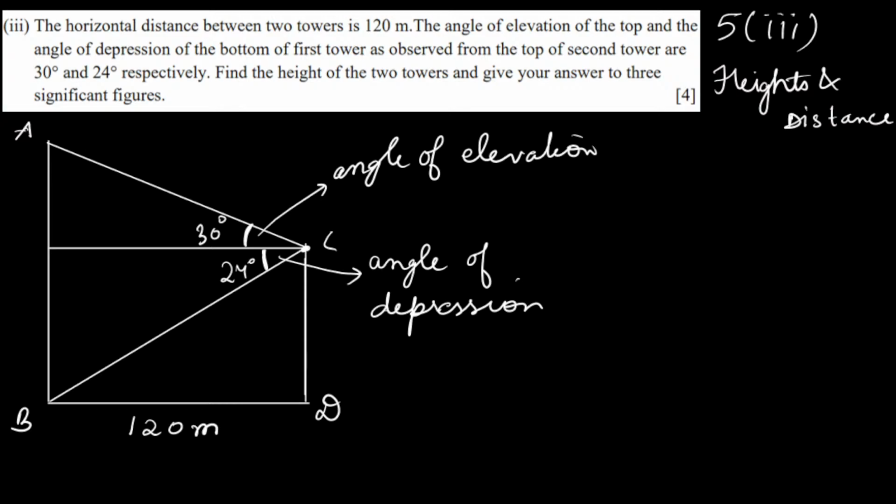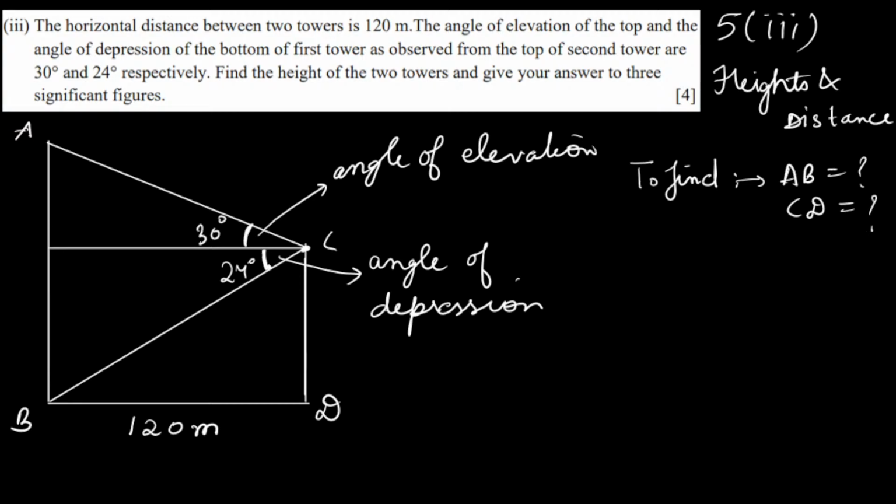Now let's see what we have to find. Find the height of the two towers. Give your answer to three significant figures. So I have to find AB, because AB is the height of one tower, and the other tower is CD. So I have to find AB and CD. Triangles we have to use.